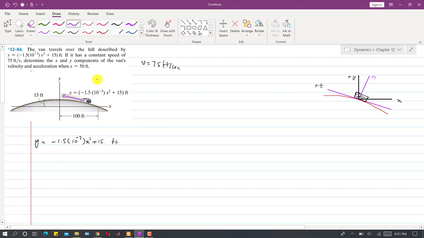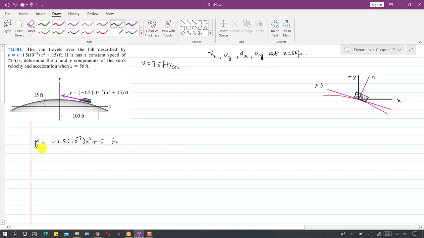So this path. We are asked to determine the x and y components of the van's velocity and acceleration. So we have to find vx, vy, ax and ay at x is equal to 50 feet. Now this is the y of x function.